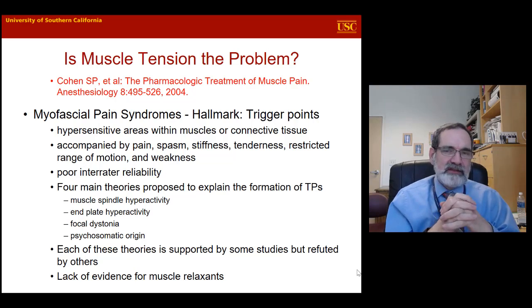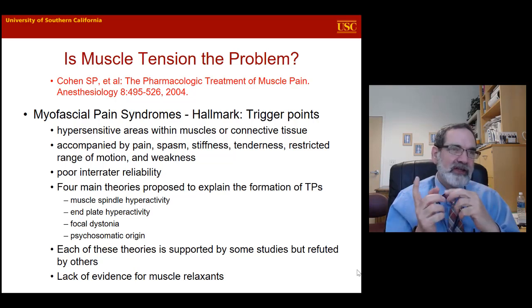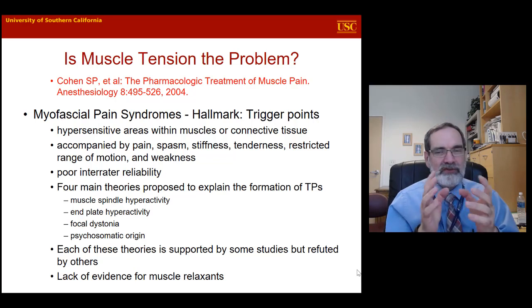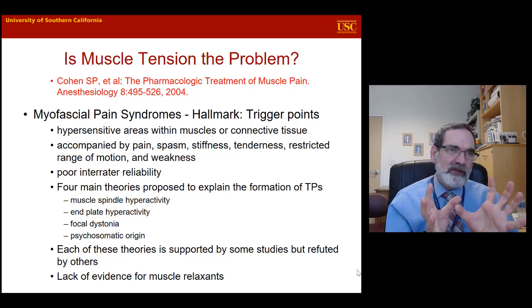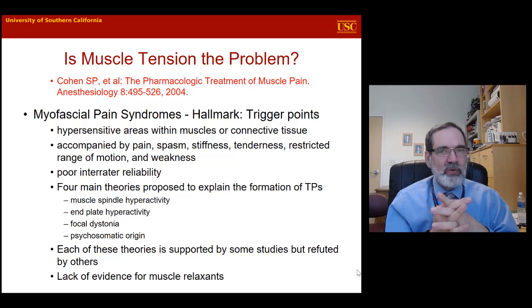Each of these theories is supported by some literature, yet they are often contradictory and refuting each other. So I think we'd have to say that there may be a mix of these conditions involved, and it may vary from patient to patient what the underlying etiology is. Interestingly enough, even though in most of these patients we can identify muscle symptoms, we don't have any good evidence that muscle relaxants work.